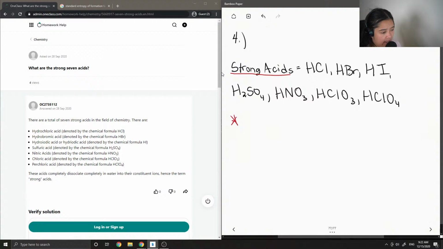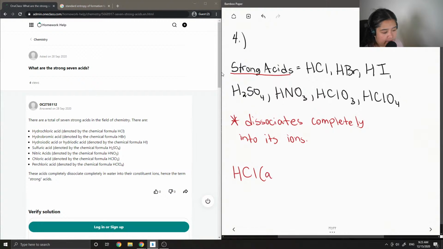So all the strong acids means that they dissociate completely into their ions. Okay, so let's say we had a solution of HCl. It will dissociate into its ions in water 100%.